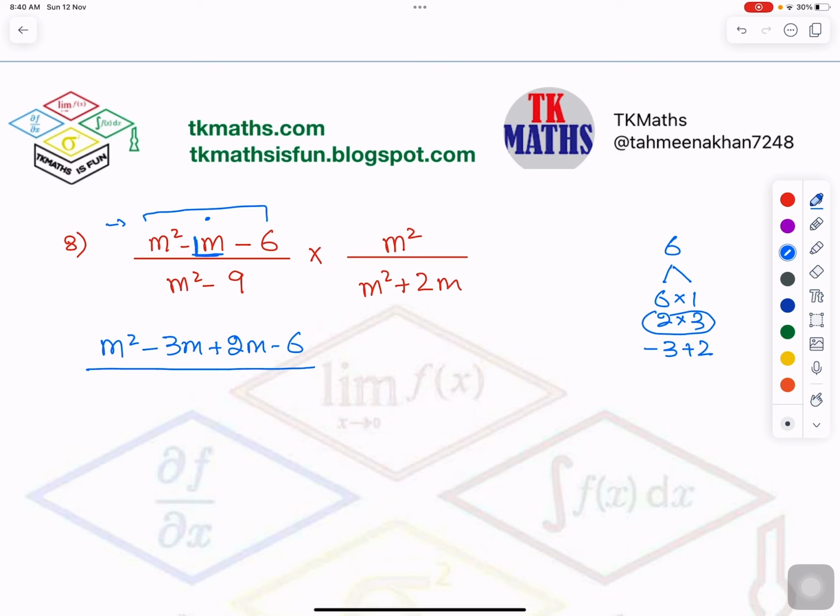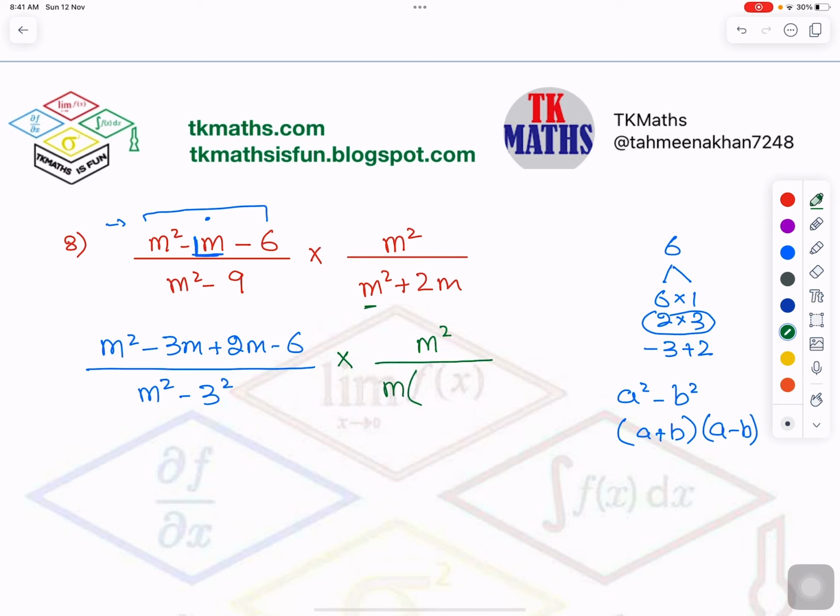From the denominator I see 9 can be written as 3 square. And what does this remind me of? This reminds me of this formula, this algebraic identity, which can be written as a plus b and a minus b. Right? Let's come to the other term. This m square will remain as it is, but in the denominator I see the common factor is m, because there is m square now. So it will be m plus 2.